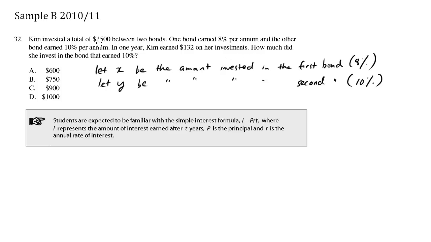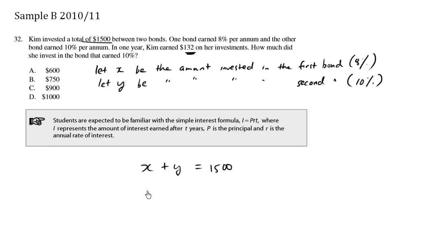So what do we know? The total between the two bonds is $1,500. So we have X plus Y equals $1,500. What else do we know? We know that in 1 year, Kim earned $132 on her investments. So this is as a result of the interest rate.